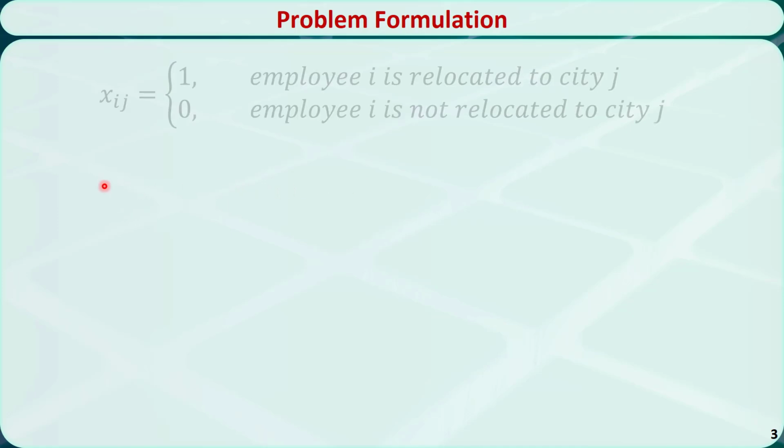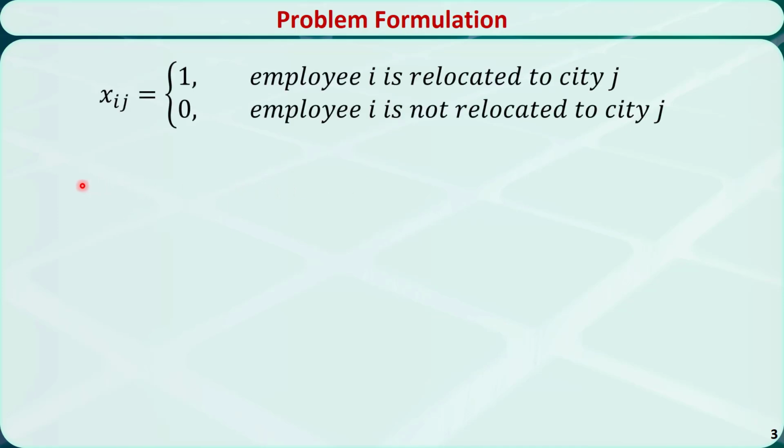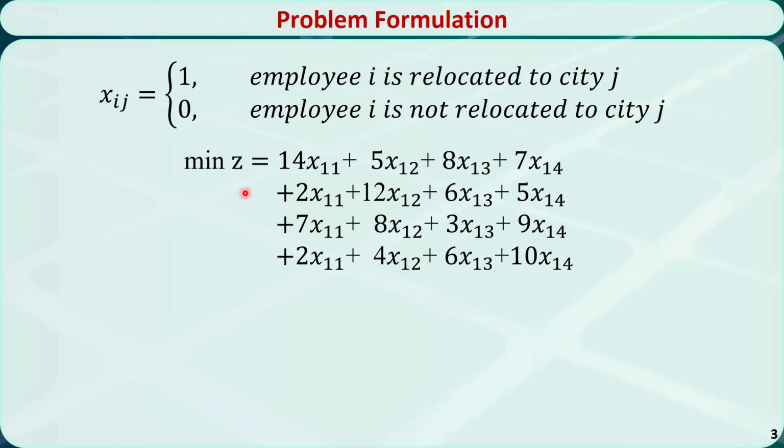For the decision variable, we define xij is equal to 1 if employee i is relocated to city j. xij is equal to 0 if employee i is not relocated to city j. The objective function is the total cost.